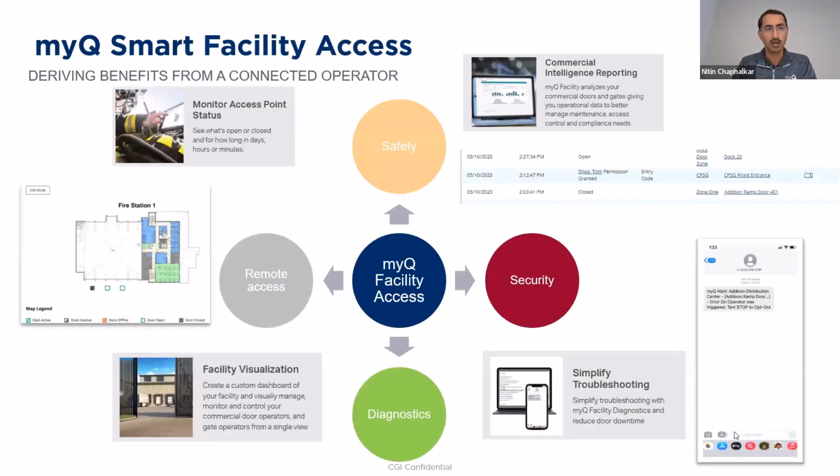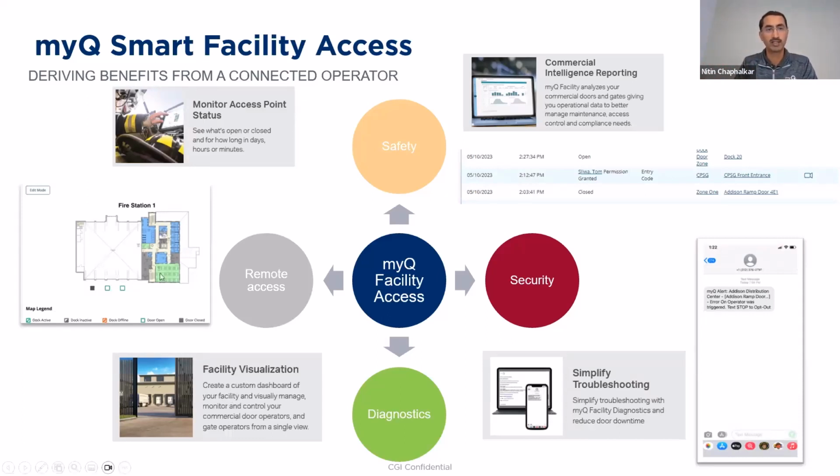What MyQ Smart Facility Access does is allow you to remotely access, so you can check whether a door is open or closed. You can have a facility view. You can see here that those green squares indicate that the door is open, and the solid squares indicate that the door is closed. This is very important for a fire station from a theft perspective, or if you are leaving the facility rushing to an emergency, your central command system can close the doors for you. You don't have to worry about whether the doors are closed.